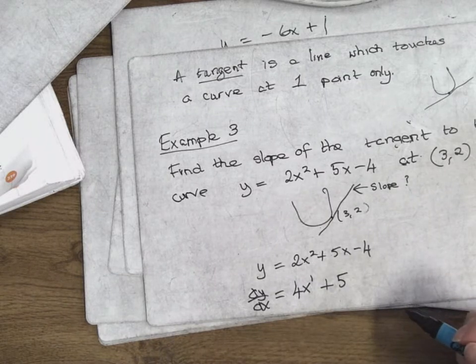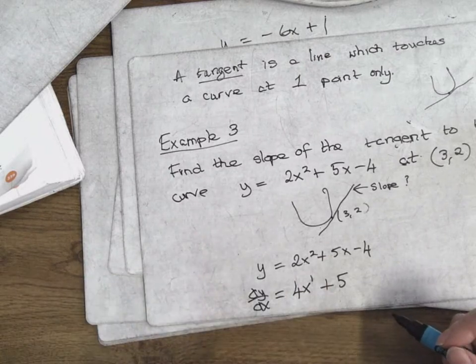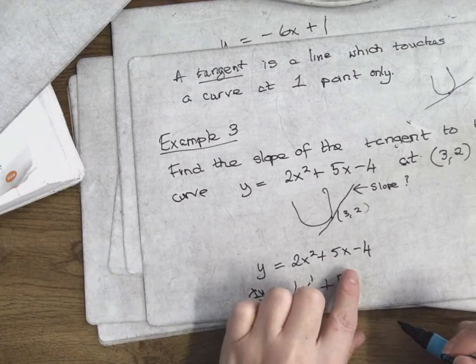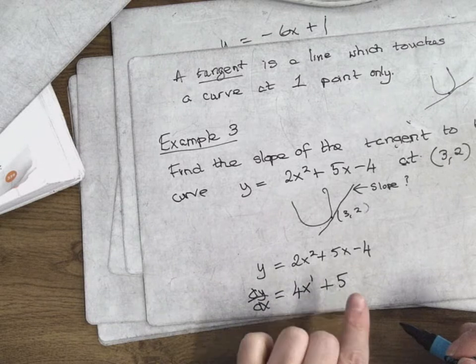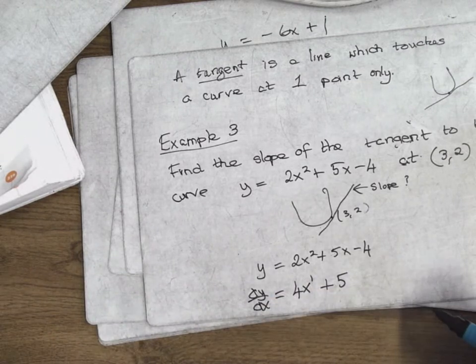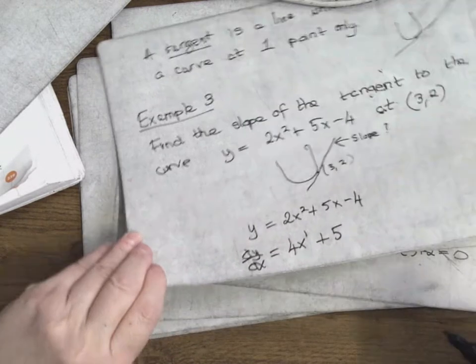Okay? So they were the 3 rules. If there's a power, bring it down in front, reduce the power by 1. If it's an x term, you get the number in front of x. And if it's a number, it's 0, so it disappears.